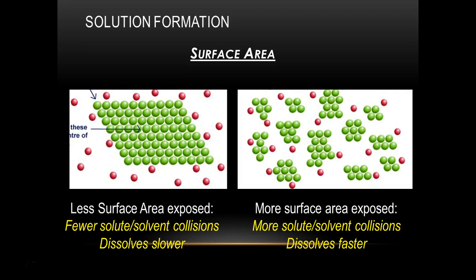And this is just a graphic to show you what we're talking about when I say those molecules are hiding on the inside. On the left side here, we have our sugar cube, and the solvent is the red. That's our water. It can only collide on the outside of the cube, and the only way it's going to make it to the inside is if these solvent molecules pull off the outer layers, and that takes time. So with fewer solute-solvent collisions, it's going to dissolve slower. Versus our powdered or granulated sugar, where those solvent molecules are free to come inside of that structure and collide with the molecules that would have been hidden before. So you have more solute-solvent collisions, and it dissolves faster.